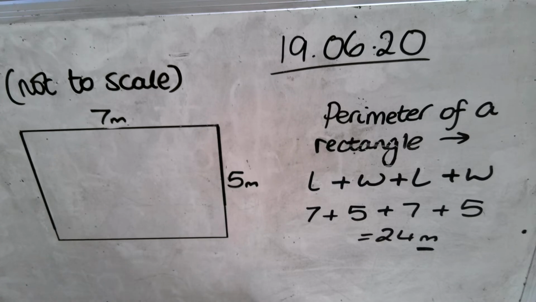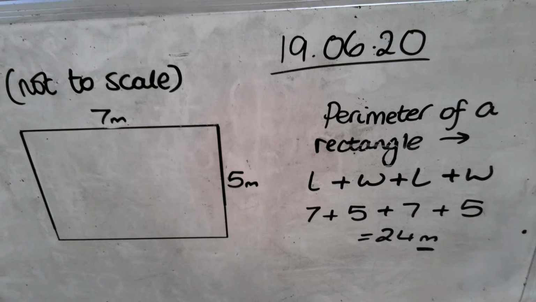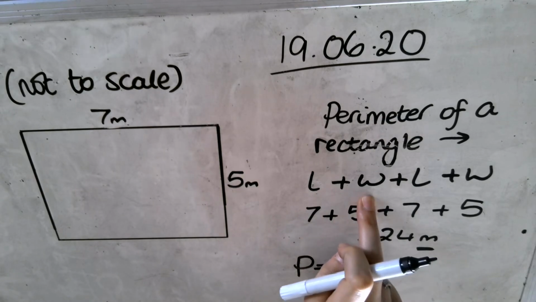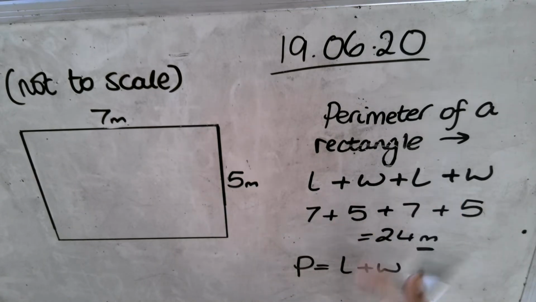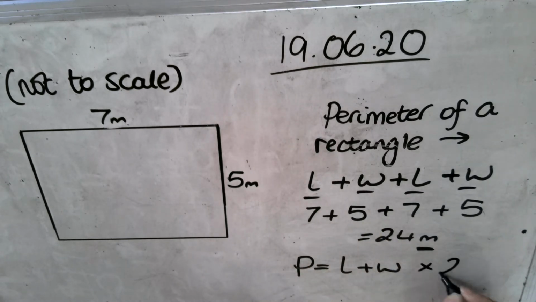However, because we are now getting closer to year 6, we need to start using some more in-depth mathematical calculations. So another way of writing L plus W plus L plus W is to say that the perimeter, which is going to be P, can be found by adding the length and the width together twice, because there's 2 lengths and there's 2 widths. So we could say that one way to find the perimeter is by adding the length and the width and then multiplying that by 2.